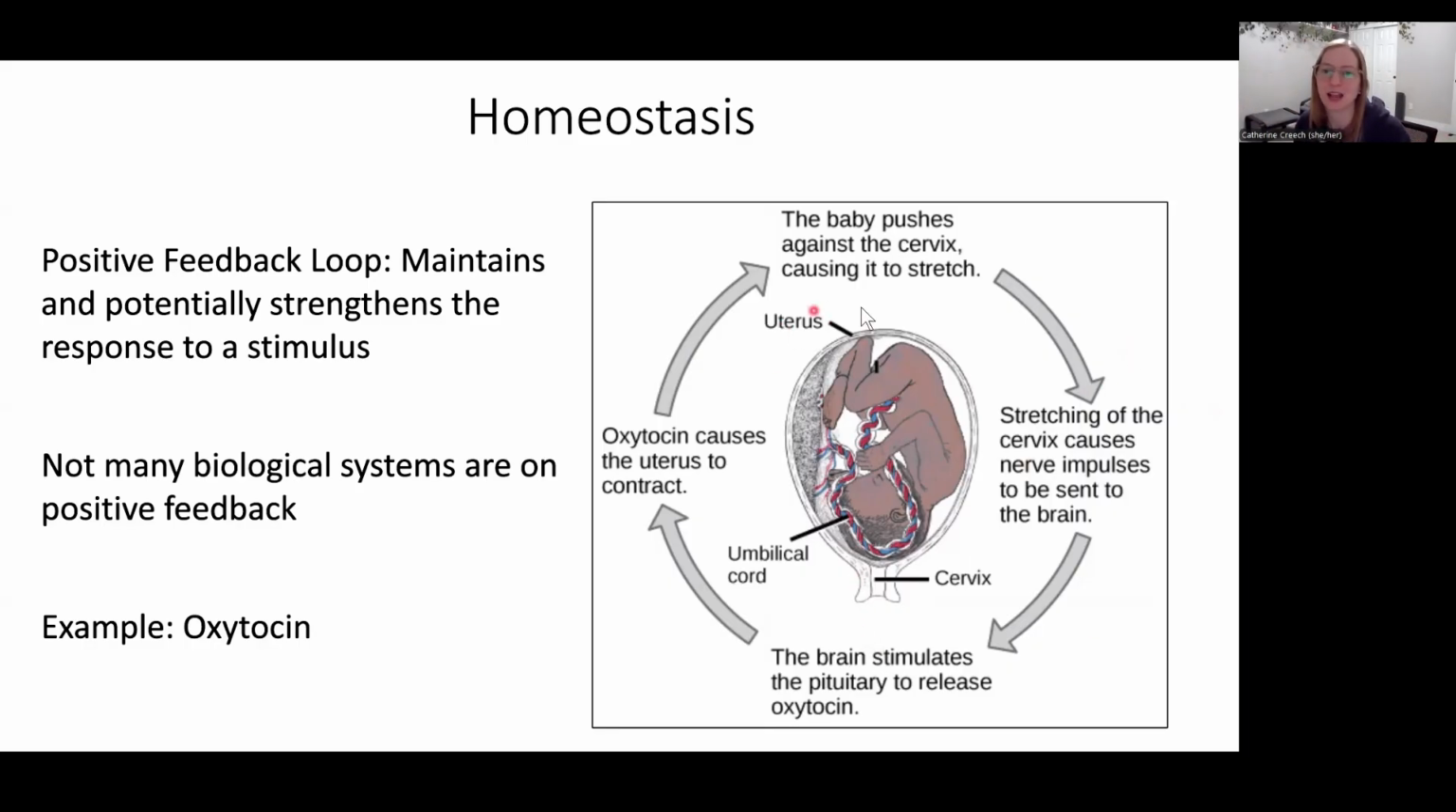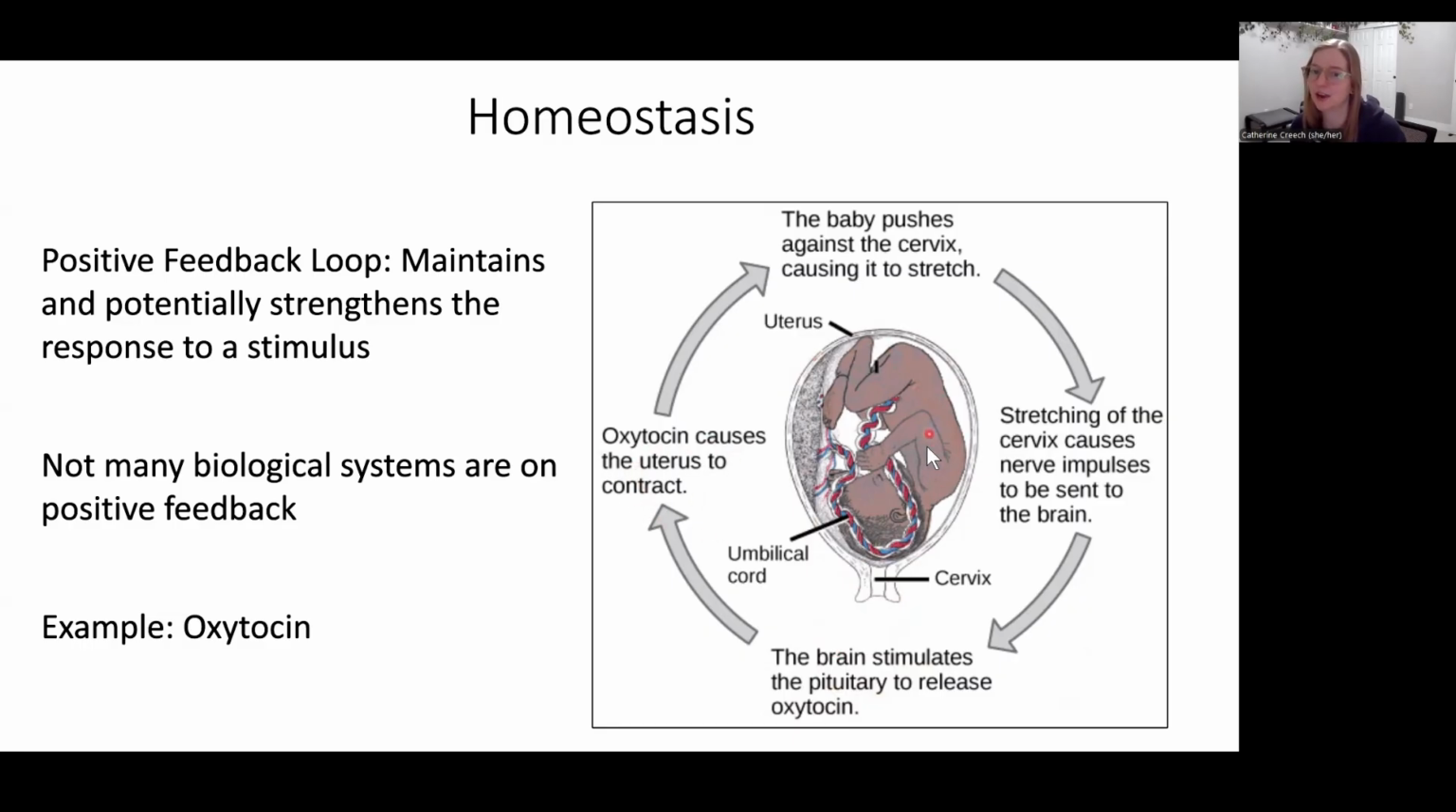Here's our example. I have a baby. It's in the uterus. It has an umbilical cord to attach it to the placenta, so it's getting all of its nutrients. This baby is ready to be born. And as it's ready to be born, its head will push on the cervix. As it pushes on the cervix, that physical change is received by your brain, and the pituitary gland starts to produce oxytocin. Oxytocin causes the uterus to contract.